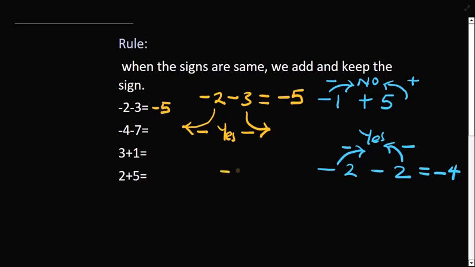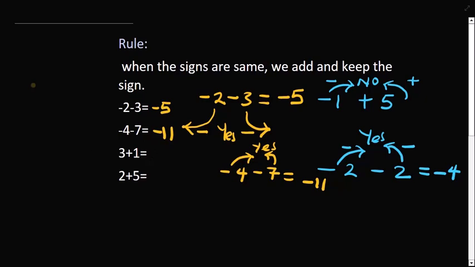The next one says, negative 4, negative 7. Are the signs the same? Yes. Because the sign here is negative. The sign here is negative. So yes, they have the same signs. So what do we do? We add them up. 4 plus 7 is 11. But remember to add your negative sign. So that is negative 11.